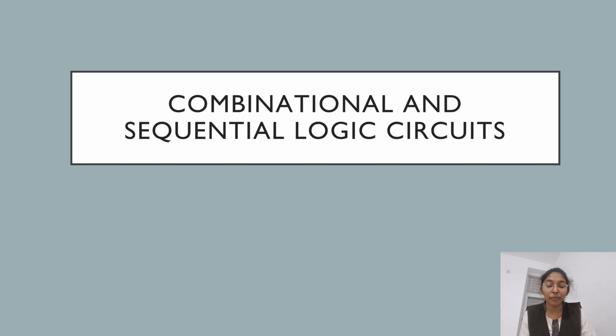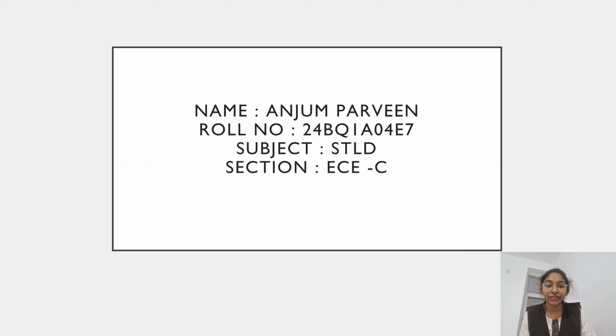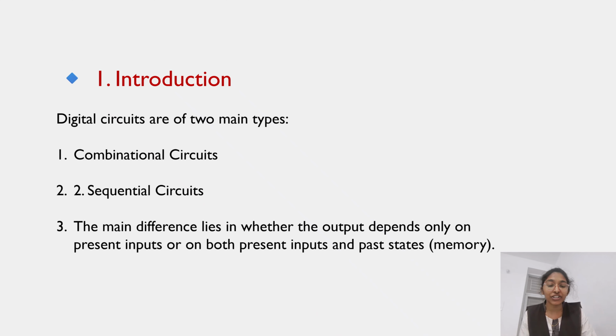The topic is combinational and sequential logic circuits. Introduction. Digital circuits are of two main types, combinational circuits and sequential circuits. The main difference lies in whether the output depends only on present input or on both present inputs and past inputs.